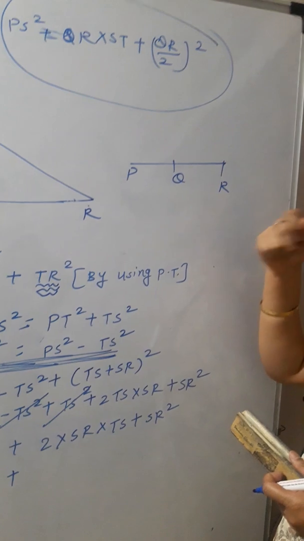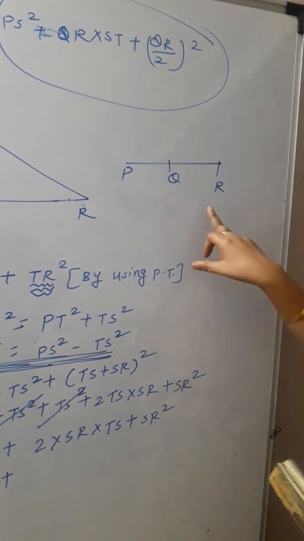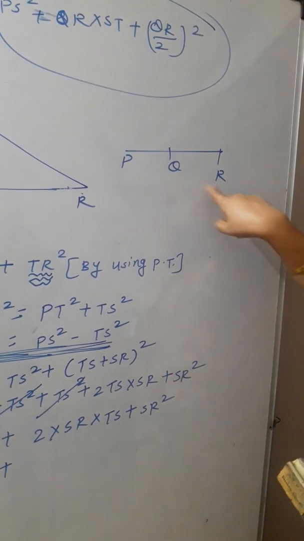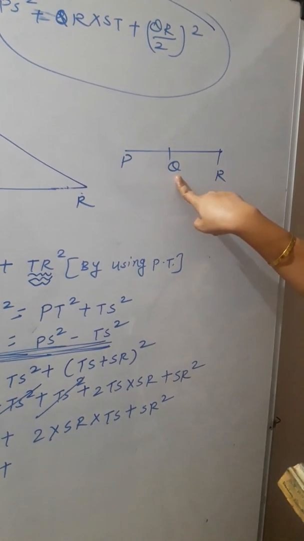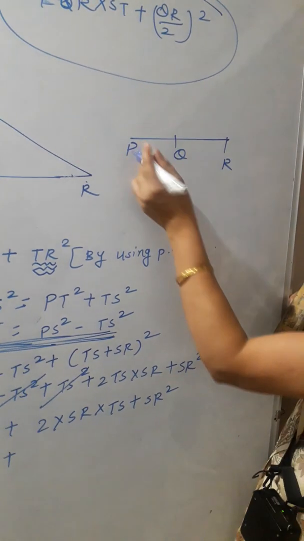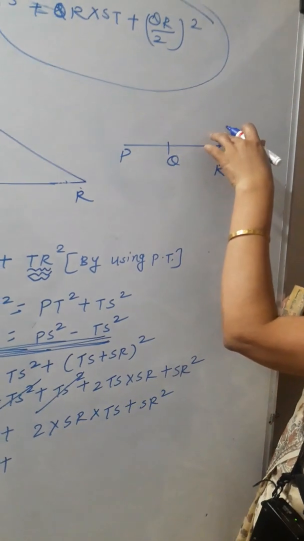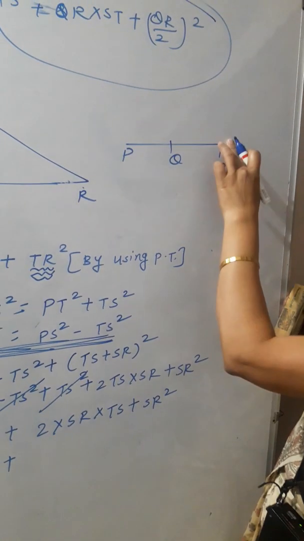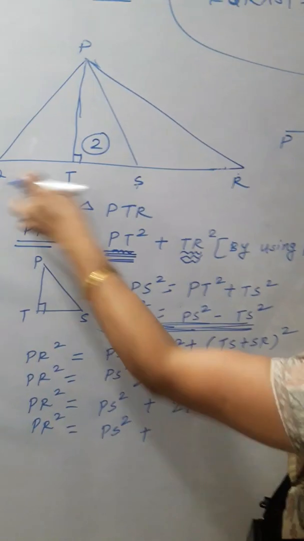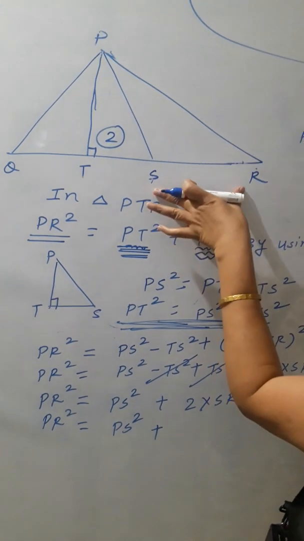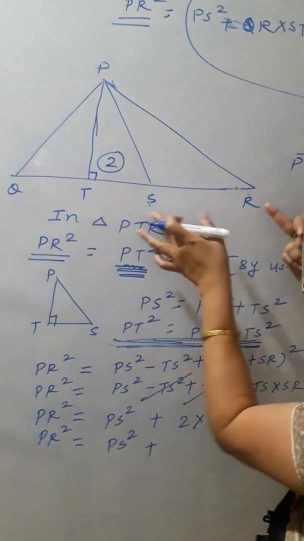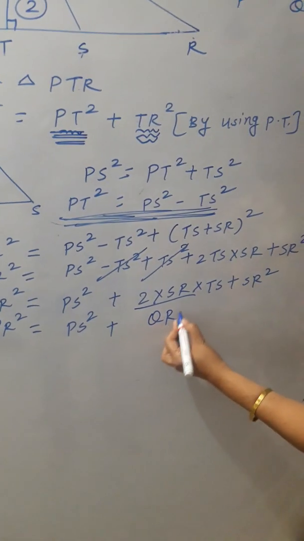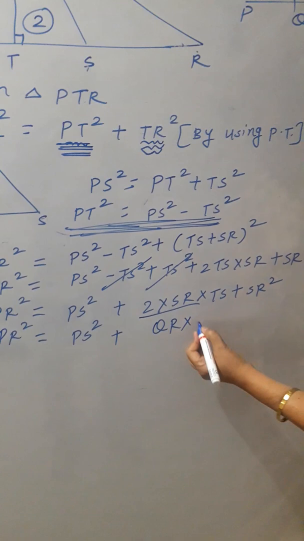Here, what is S? It is the midpoint of the QR. So, twice of SR will be QR. Twice of SR is QR. So, instead of 2SR, I will write down here QR into TS.